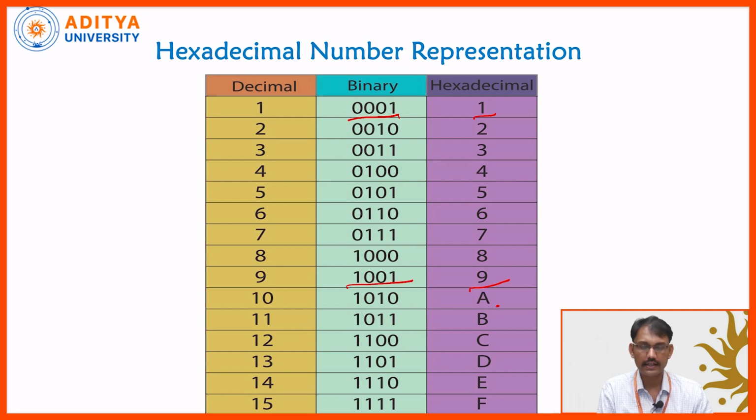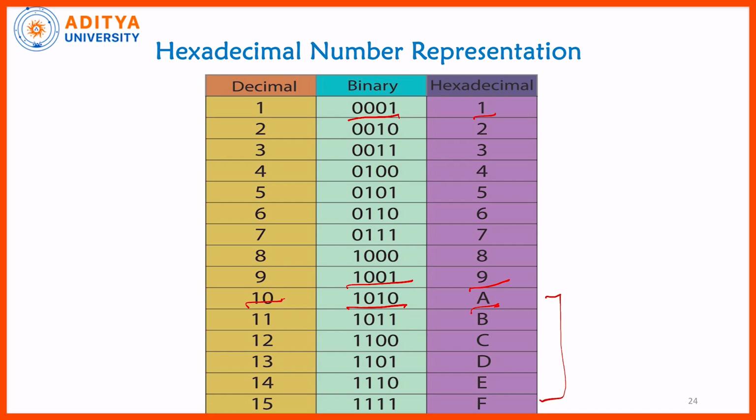Likewise up to 9, we are representing the 9. So 1001 is the representation in binary. And for 10, A means 10 in decimal, and binary is 1010. Likewise it continues from 10 to 15. So this is the representation of 10 to 15: A, B, C, D, E, F. If we get 13, simply the corresponding D is the representation.